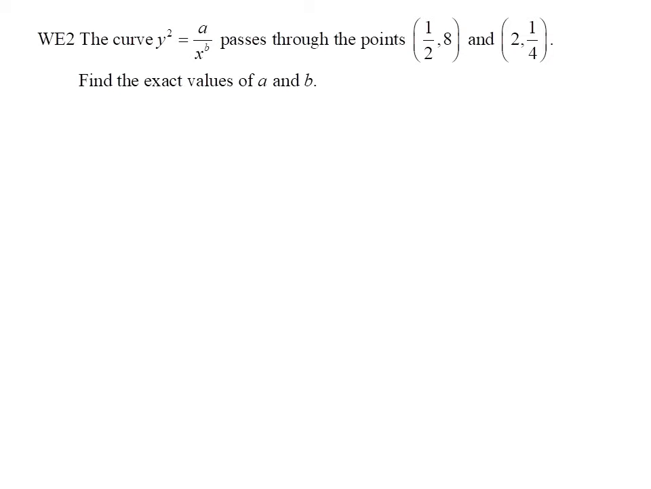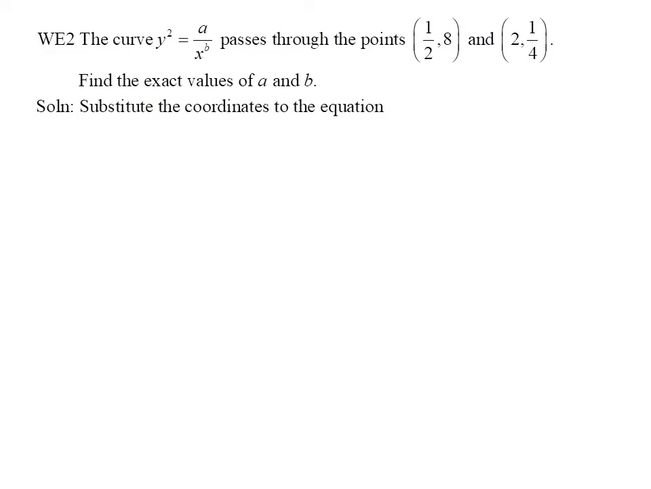Example 2 shows an exponential equation of y squared equals a over x to the b. The question is to find the values of a and b given that the curve passes through 2 points, (1/2, 8) and (2, 1/4).